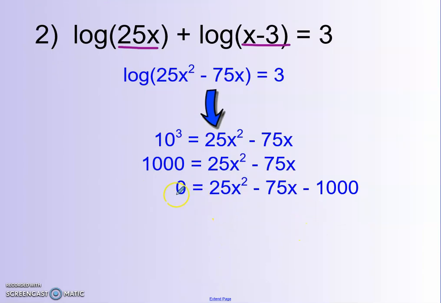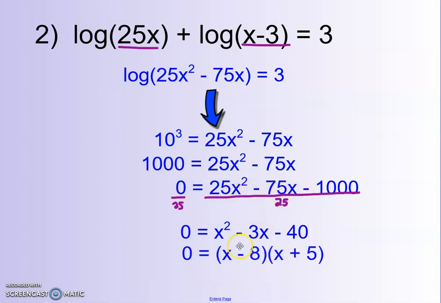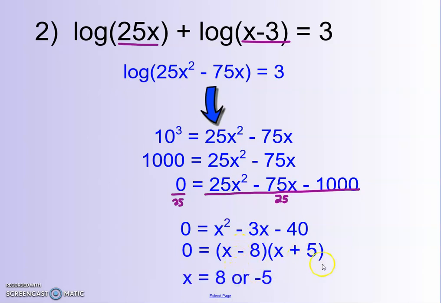Actually, look. What if I divide both sides by 25? I think I can kind of tame this trinomial. And when I do that, look at how small these numbers get. It's a great factoring trick to see if you can divide both sides by a common factor there. So this actually is pretty easy to factor. And we end up getting x is equal to 8 or negative 5.